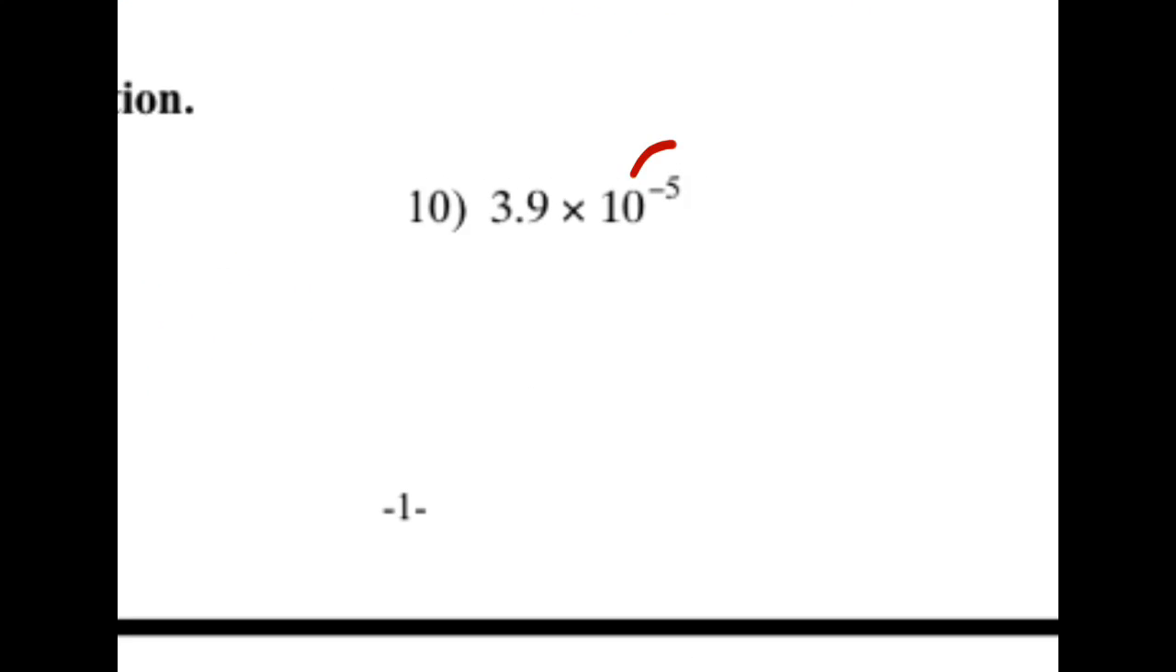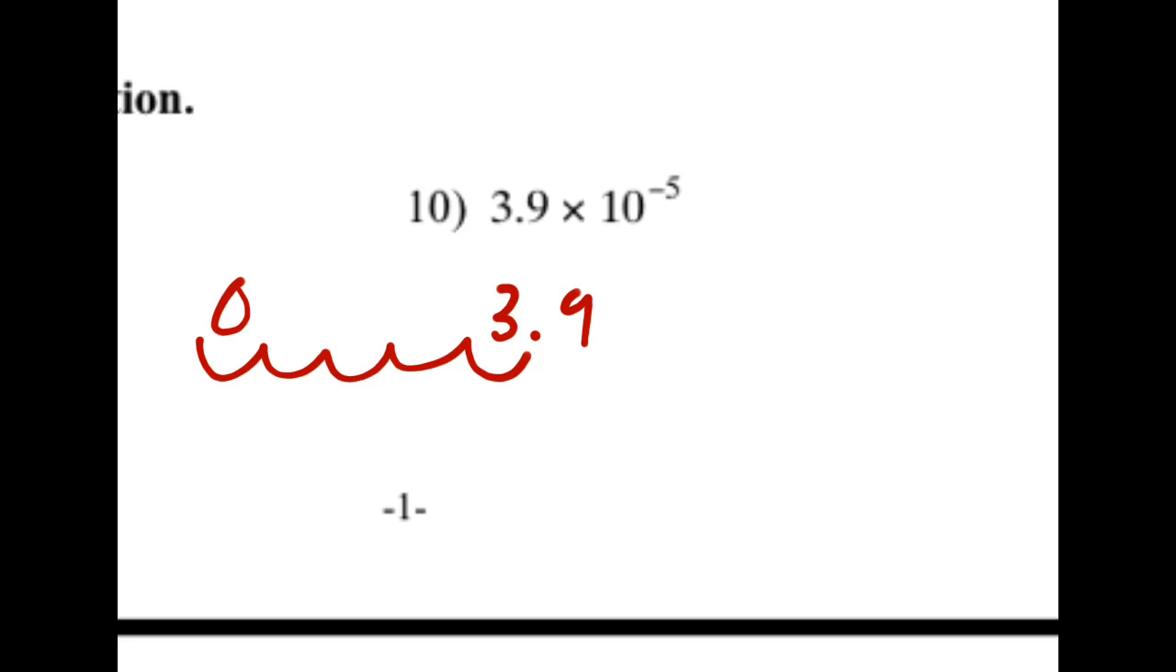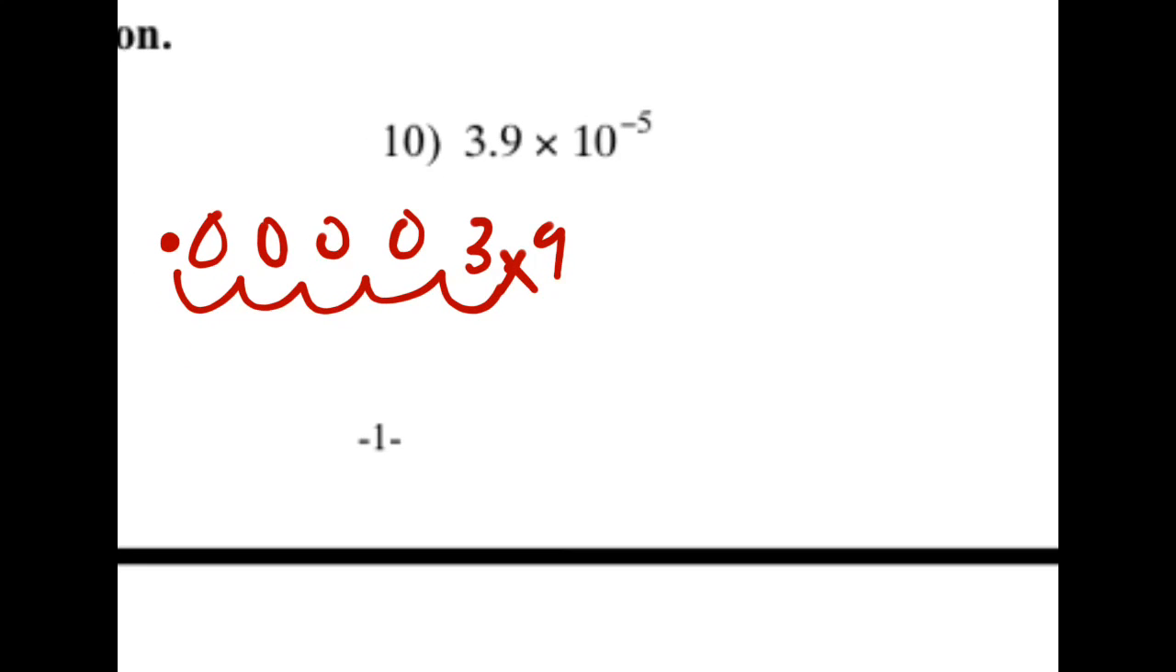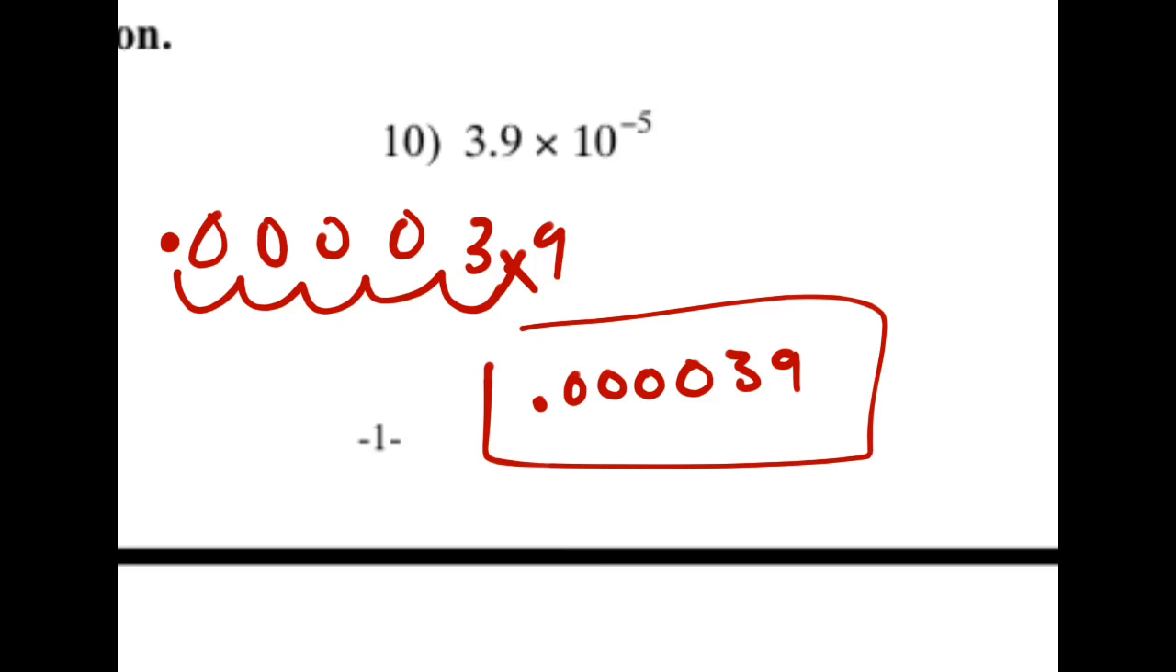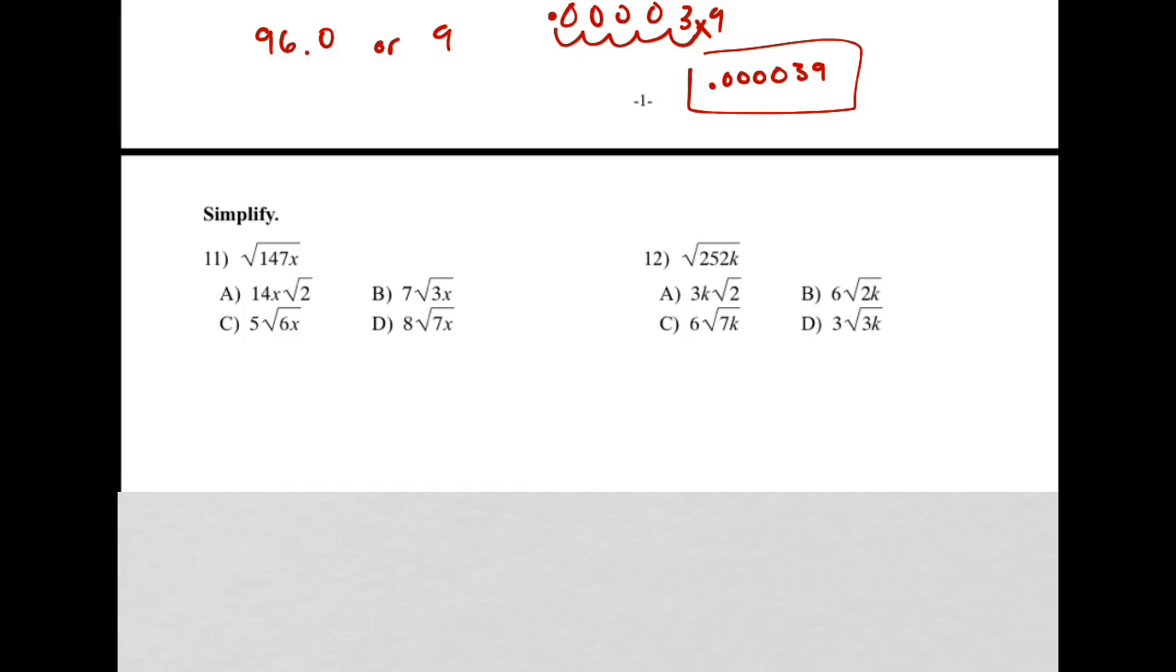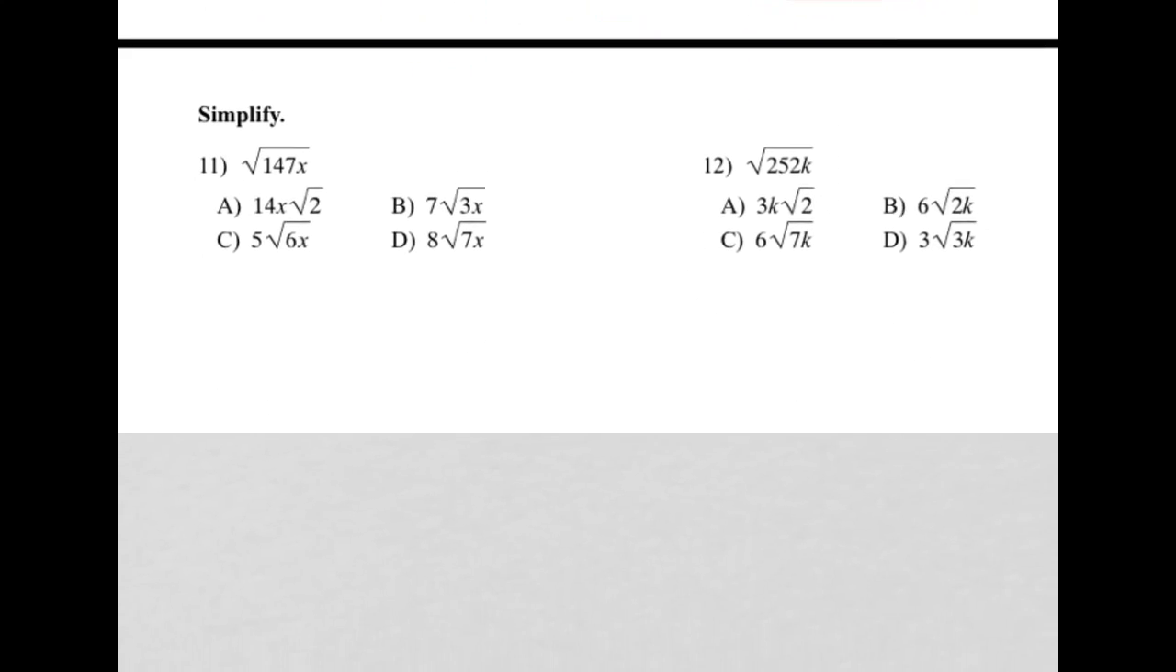So we have this one is negative. That means move to the left. 1, 2, 3, 4, 5. How many zeros is that? Well, I'll do it here. 3.9. 1, 2, 3, 4, 5. 2, 3, 4. And there goes that decimal. So we have 0.1234339. That's in standard notation. Remember, negatives mean move it to the left. And there you go. We'll stop this video and I'll continue this on in the next one.